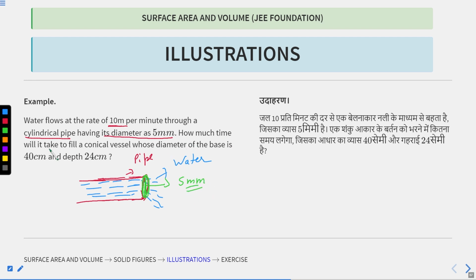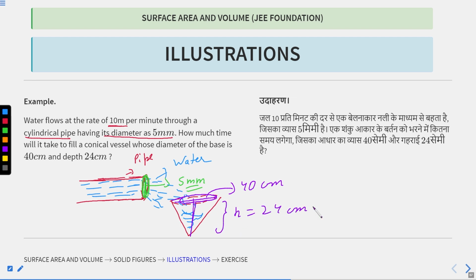Now how much time will it take to fill a conical flask? We have a conical flask like this. This is my conical flask in which the water is pouring. If you see the base, the diameter of the conical flask is 40 centimeter, and the depth, or the height, h, is equal to 24 centimeter. First of all, see the units are different: meter, millimeter and centimeter.